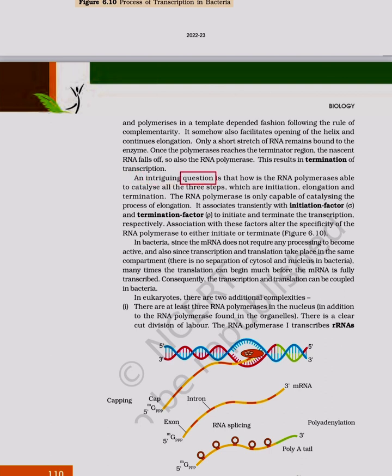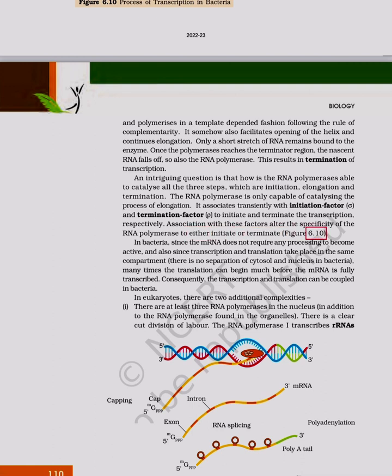An intriguing question is how the RNA polymerase is able to catalyze all the three steps, which are initiation, elongation and termination. The RNA polymerase is only capable of catalyzing the process of elongation. It associates transiently with initiation factor and termination factor to initiate and terminate the transcription, respectively. Association with these factors alters the specificity of the RNA polymerase to either initiate or terminate.